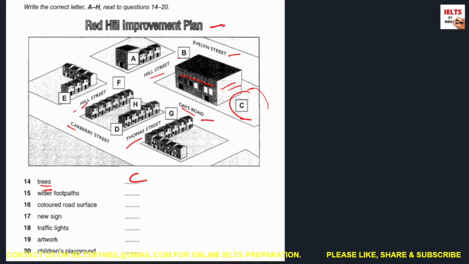Right of the supermarket on Days Road. You got it? So palm trees. Now the next one is wider footpath. Before you hear the recording, when you've done C, you should quickly read this: wider footpath.